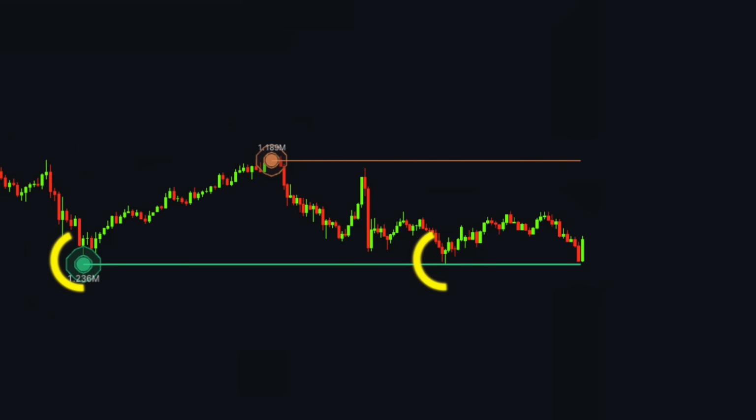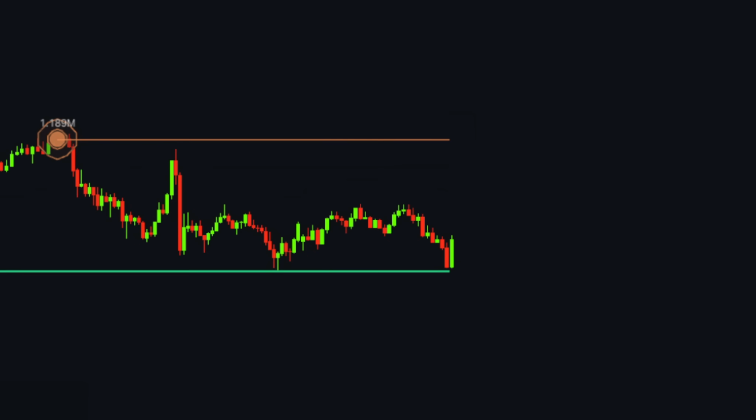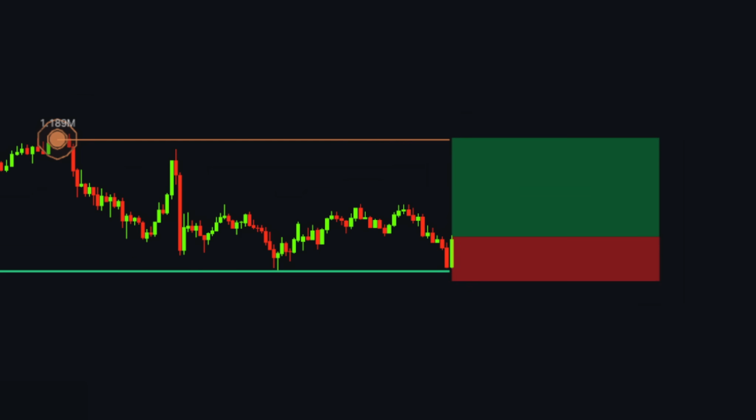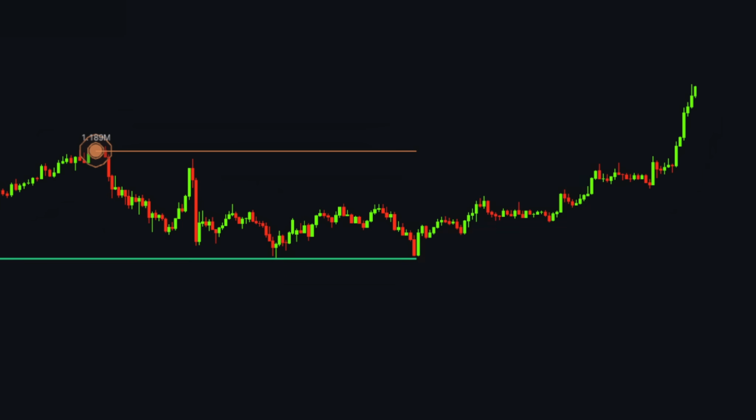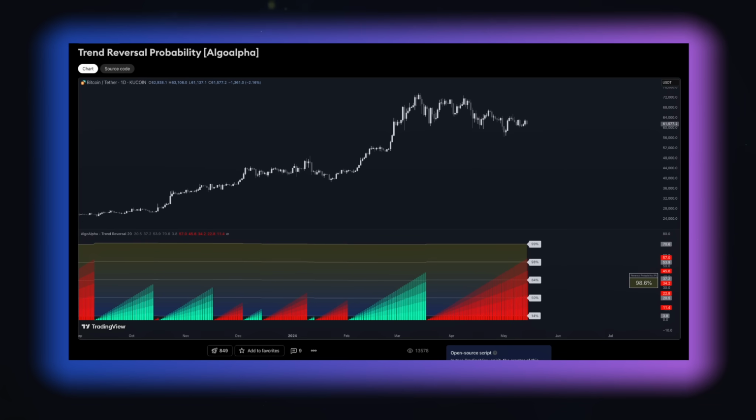The logic? This level attracted heavy buying interest before, and if it holds, it means buyers are stepping in again to defend their territory. Place a buy order as the price retests and confirms the high volume level. Use the next high volume pivot above as your target, locking in gains where sellers previously dominated. Simple, yet highly effective. The fourth indicator on my list can actually predict price reversals with 99% probability.